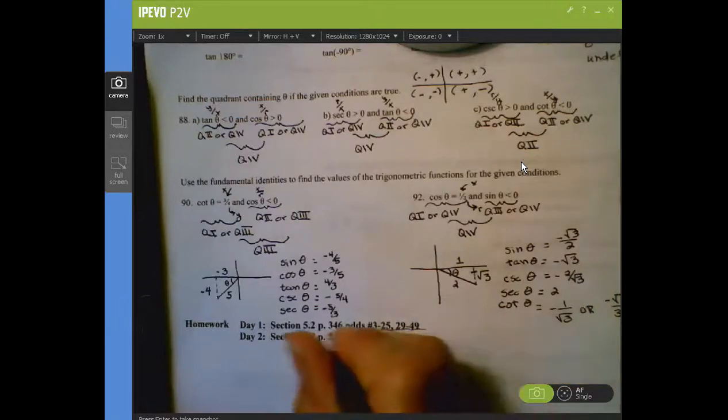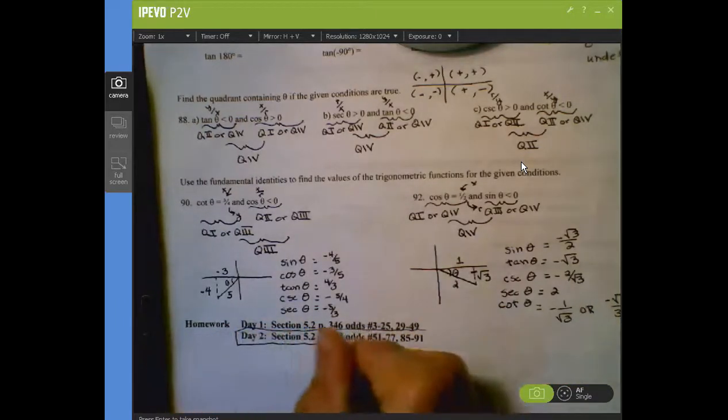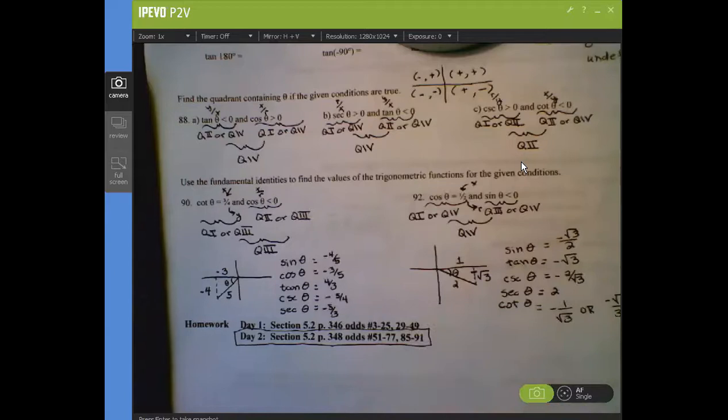All right, you're ready to finish up day 2 homework. Page 348, odds 51 to 77 and 85 to 91.